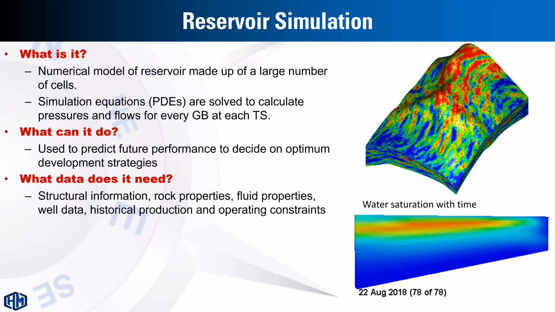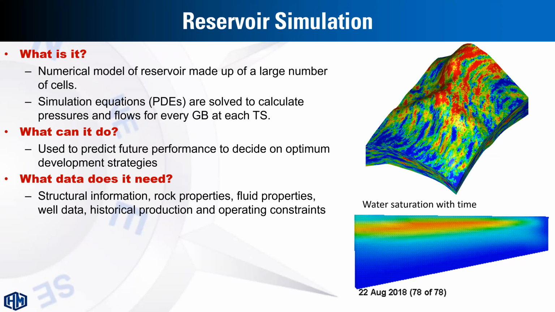The main data required to build a 3D simulation model is the structural information, the structural modeling, fault modeling, the structural maps, the elevation, the net gross rock properties, like basic properties such as the porosity, permeability, directional permeability in X and Y and Z direction.